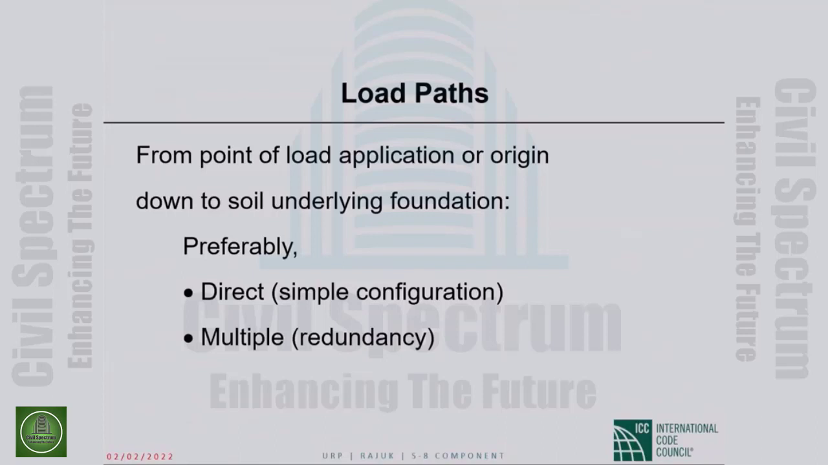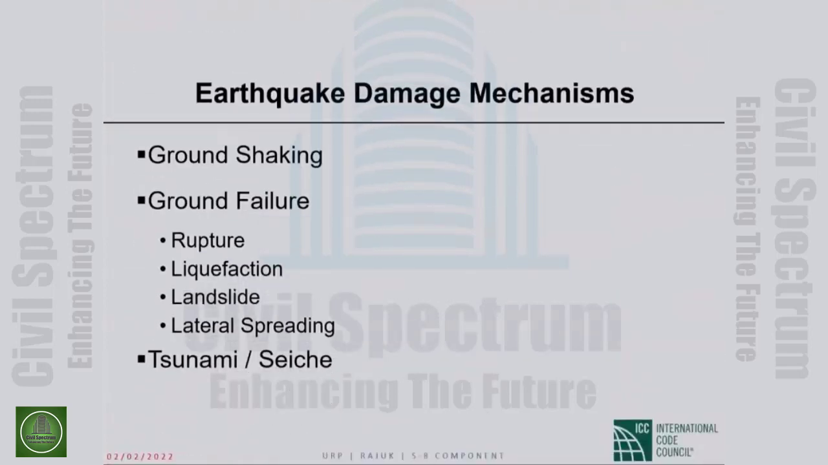Preferably, our load paths should be direct. That is more important than you think. Load paths should not be convoluted. The more direct the load path, the better off you are in seismic situations. And also, very, very preferably, multiple load paths. Something happens to your primary load path, something will have to take its place. Okay, multiple load paths. That is the concept of redundancy. So the load path should be as direct as possible, and we preferably should always have multiple load paths.